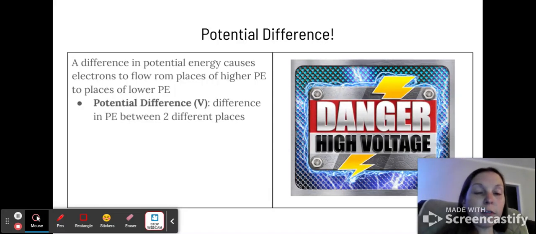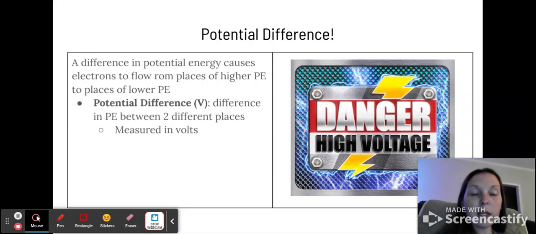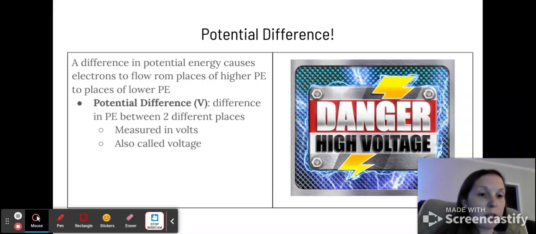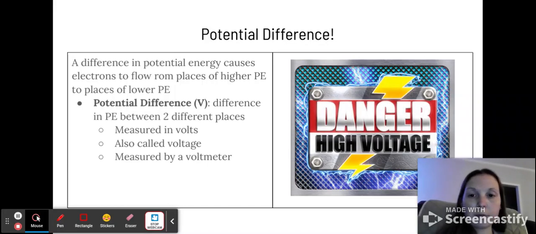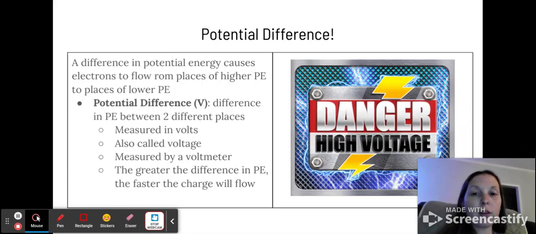The potential difference, which is noted by the letter V in a calculation, is the difference in potential energy between two places. This is measured in volts, which is why we use a capital V here, also known as your voltage for an object. We measure this with a voltmeter, and the greater the potential energy, the faster the charge will flow to try to equalize out.